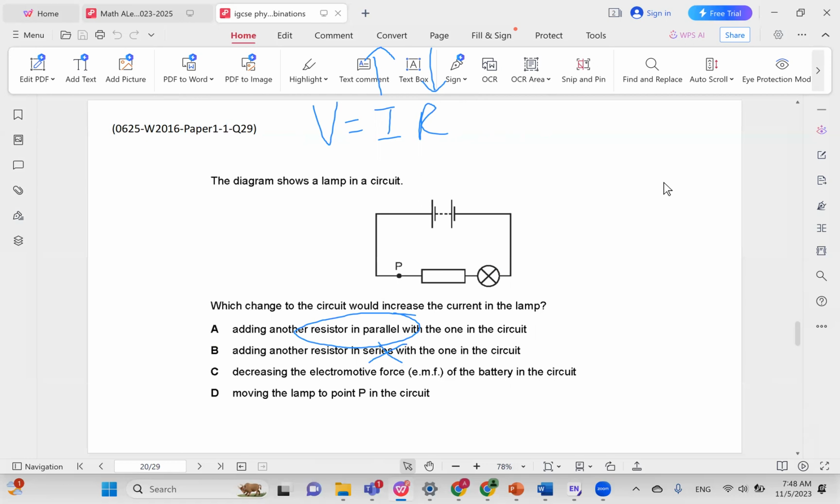C, if I decrease V, then this is wrong because I don't want to decrease the EMF. In order to increase I, I need to increase V. So it should have been increasing, not decreasing. D has absolutely no use because if you just move the lamp, this does nothing to the current. The current will stay exactly the same. So again, this is wrong as well. So the correct choice here would be choice A. Adding a resistor in parallel will decrease R and therefore increase I.